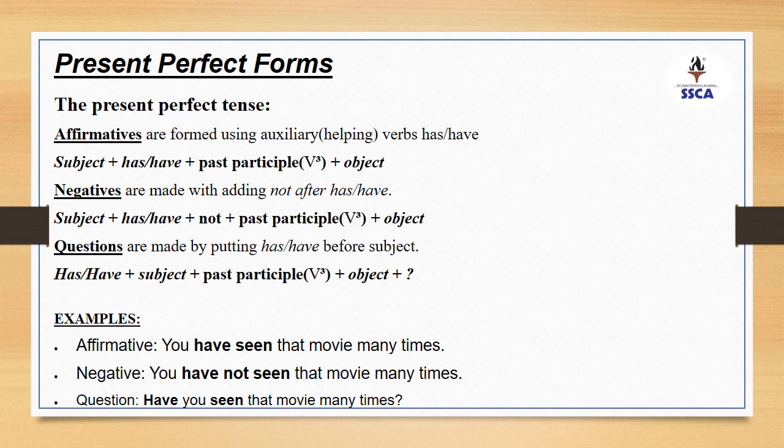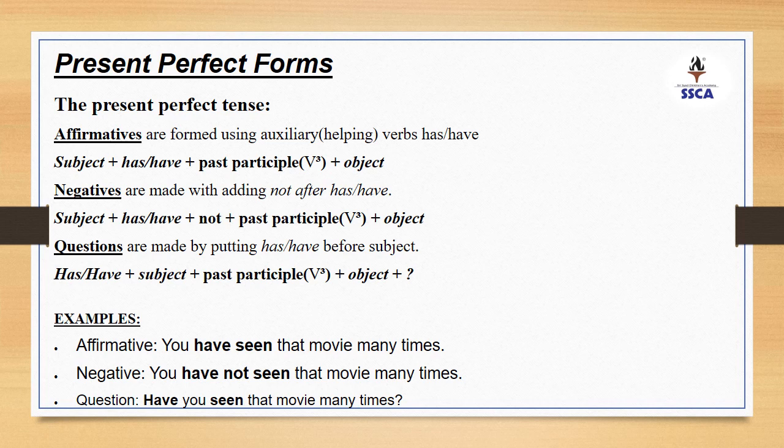And the questions are made by putting has, have before subject. See on your screen, has, have plus subject plus past participle verb's third form plus object. You need to learn these structures to make sentences or to use present perfect while speaking.